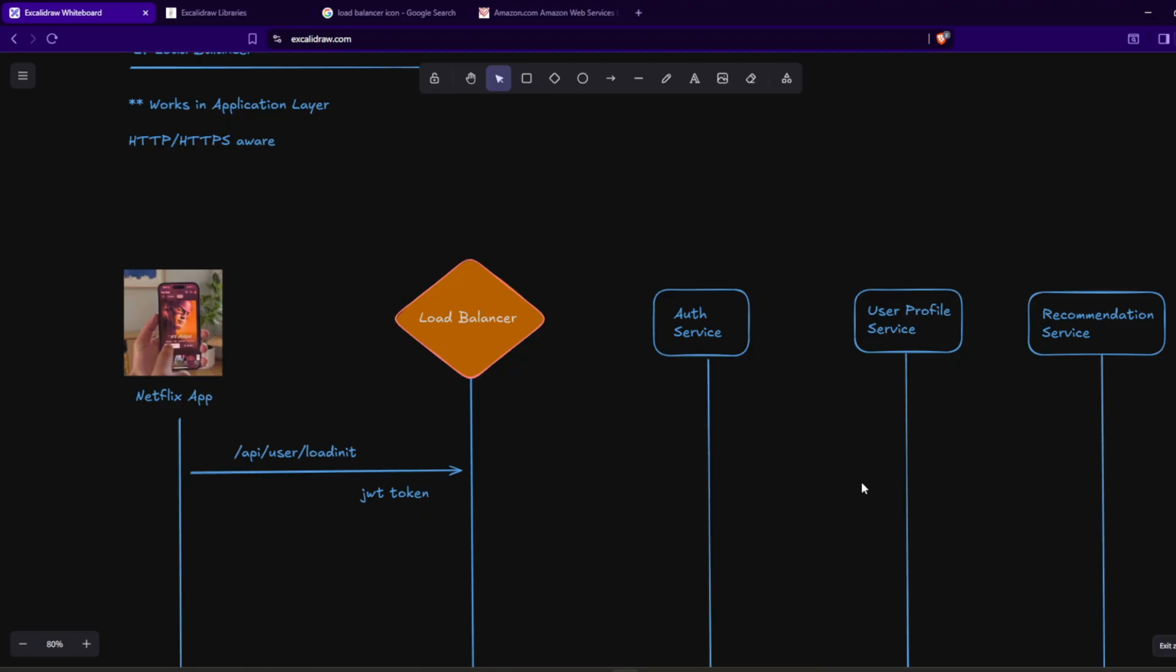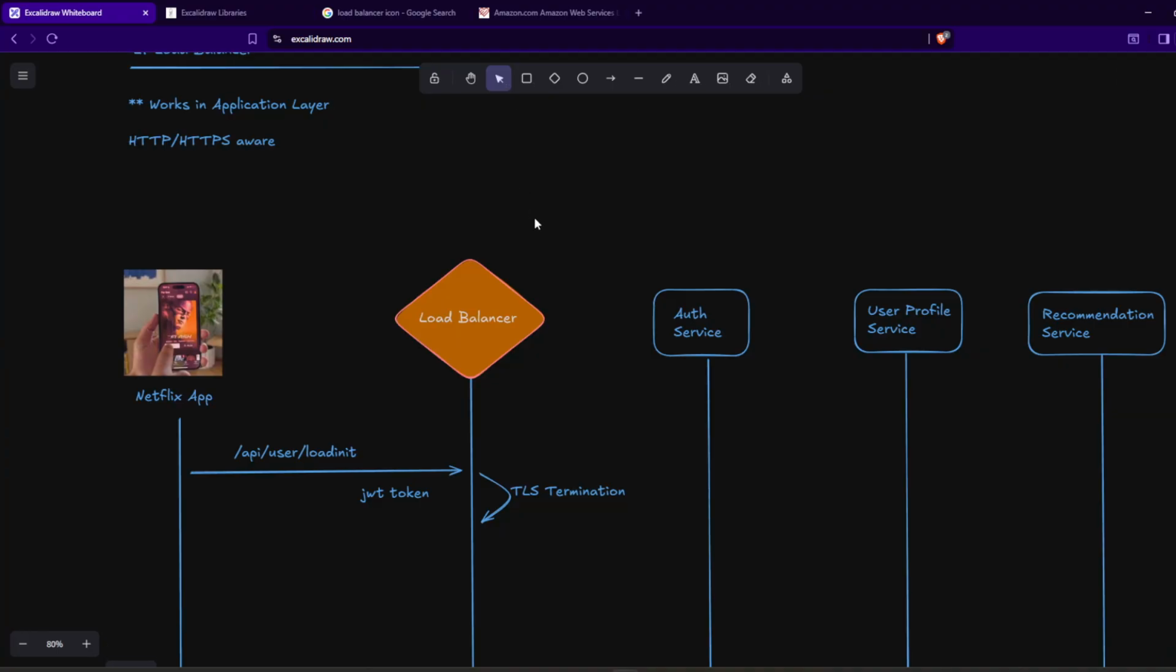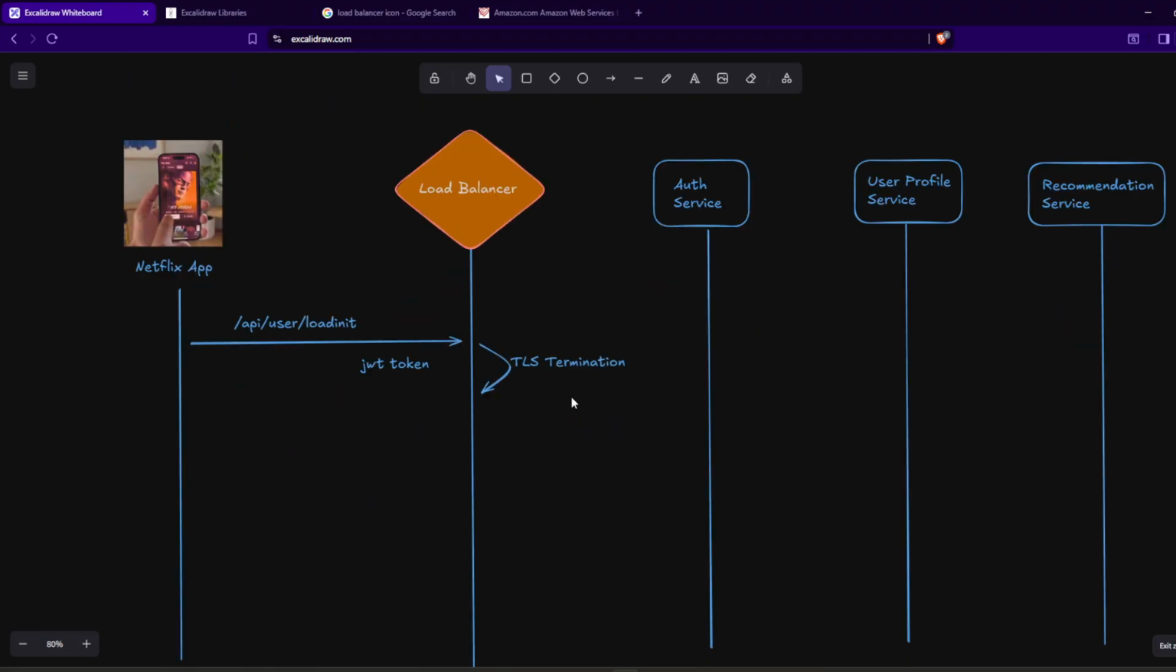So the first thing that happens is the TLS termination. So here the TLS termination happens. Again, if you have any doubt on TLS termination, please refer to the previous video. But at a very high level, TLS termination means from where the main TLS connection is being established into the subsequent layers. So the TLS termination is the first thing that happens between this load balancer and the Netflix app. The identity and everything are checked among the servers, and after that it validates the JWT token.